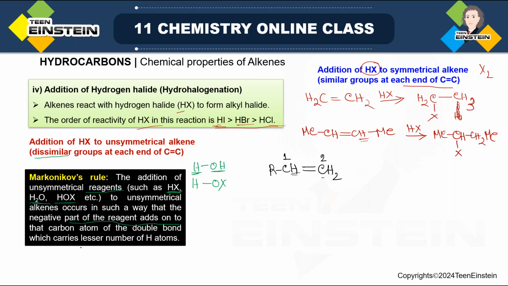It is saying that the carbon which is carrying a lesser number of hydrogen, the negative part of the reagent will be added there. Now you have to understand what is the negative part of the reagent. When it is a water molecule, obviously this is the negative part, because we know that we write it like this once you break the HO bond.